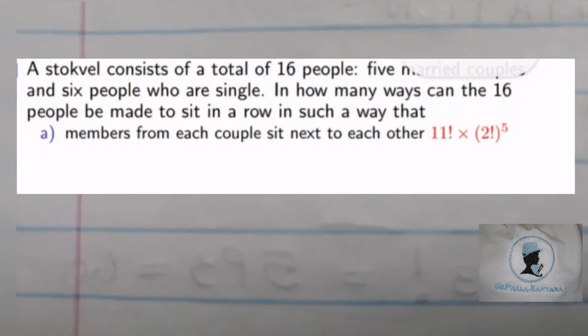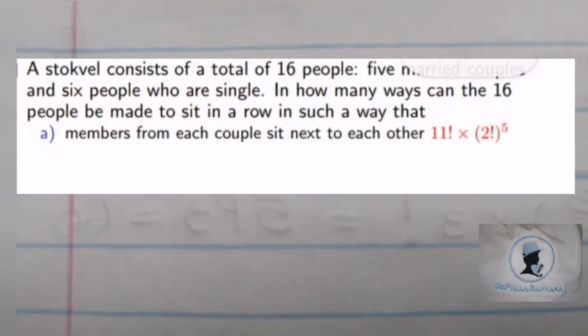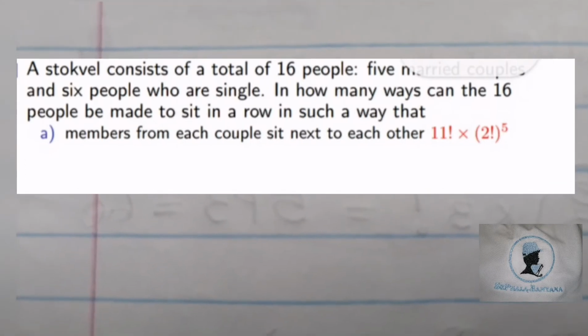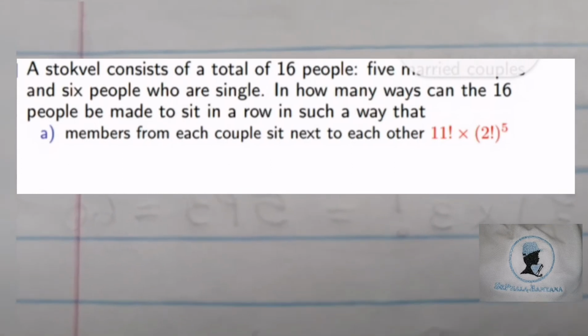Thank you. The following question says a social function consists of a total of 16 people, 5 married couples and 6 people who are single.